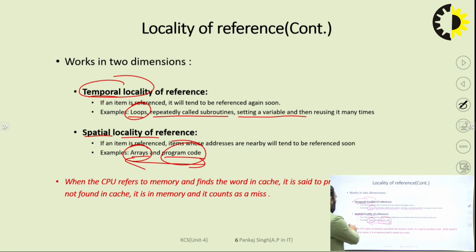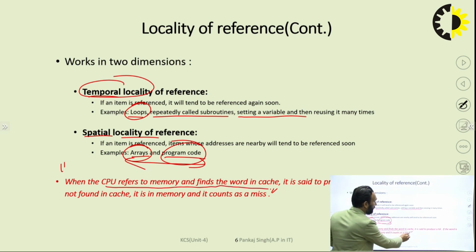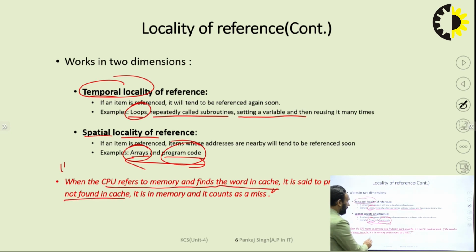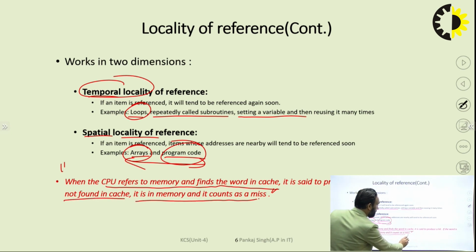Here we mention the nutshell of cache memory. As I said earlier, the thing that is found within a cache memory is known as the hit ratio, and the thing or the page that is not found in the cache memory is known as the miss ratio. When the CPU refers to memory and finds the word in cache memory, it is said to be a hit, and if the word is not found in the cache memory, it is counted as a miss.